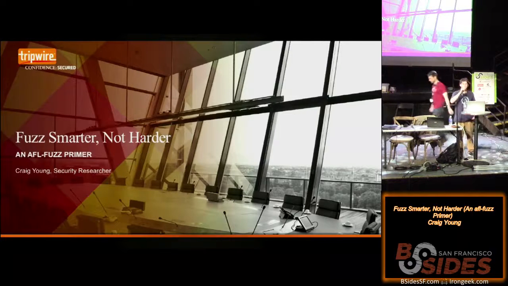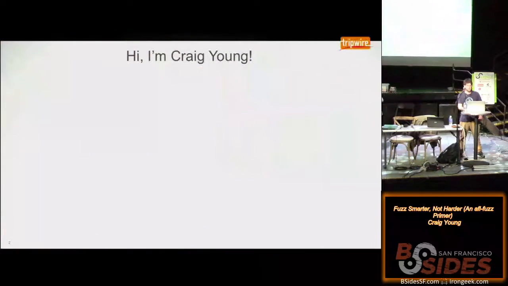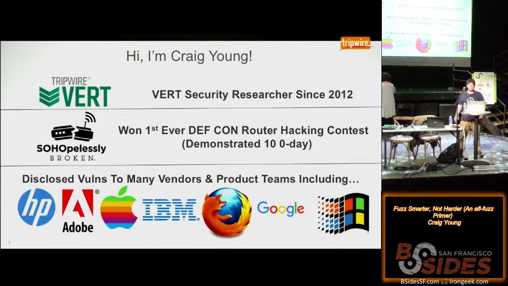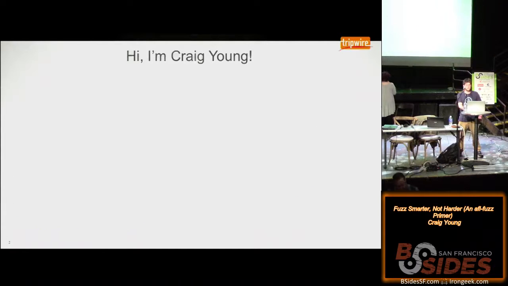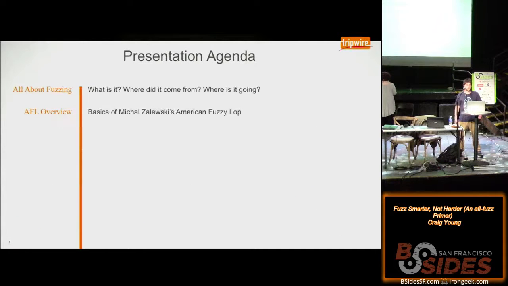All right. Hello, BSides. Thank you for having me back again. So, as introduced, I'm Craig Young, and I am a security researcher with Tripwire Avert. I do a lot of vulnerability hunting, and today I'm going to be talking to you a bit about one of the tools that I like to use recently for hunting for bugs, fuzzing, and specifically the AFL fuzzer.